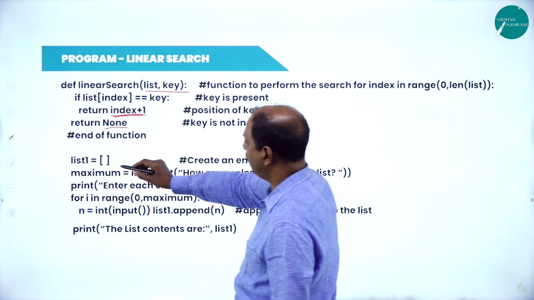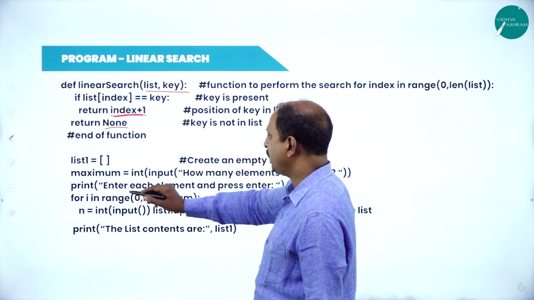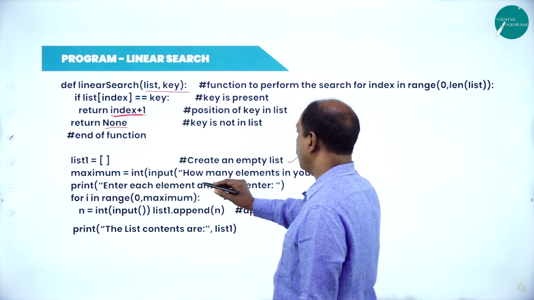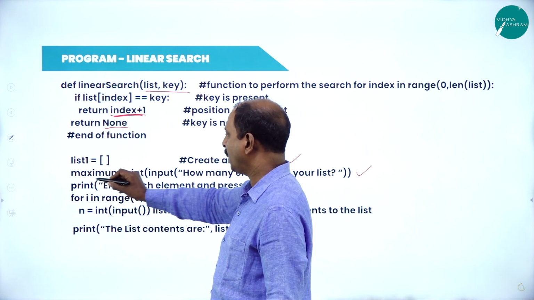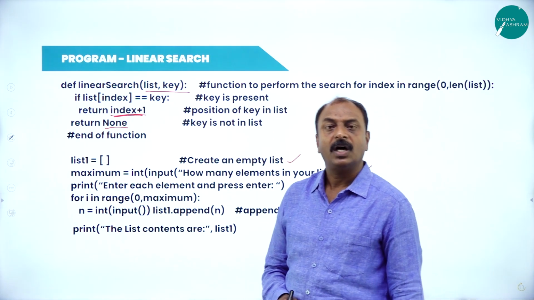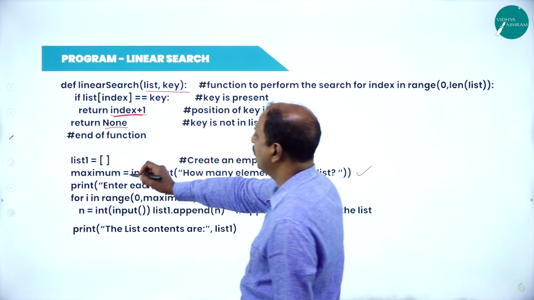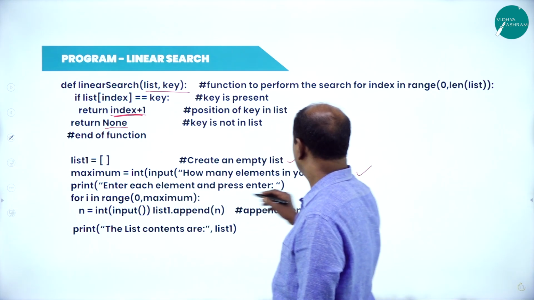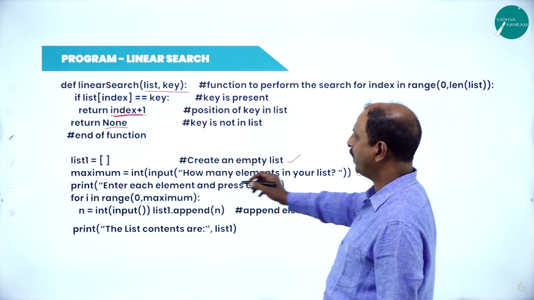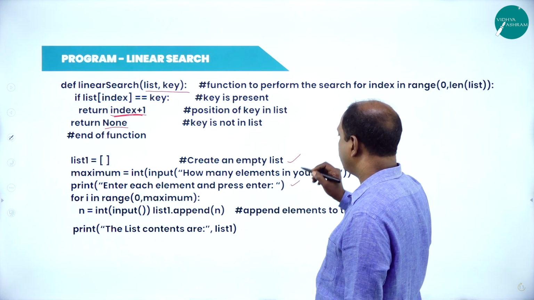Next, this is a list. This is an empty list at the beginning. So we have to print here maximum equals int input: how many elements in the list. So this is nothing but finding out the length of the given list, or how many elements we have to enter into the given list. So at the beginning it is an empty list. Maximum is a variable, so we have to give the values. Then accordingly we print a message to enter the elements.